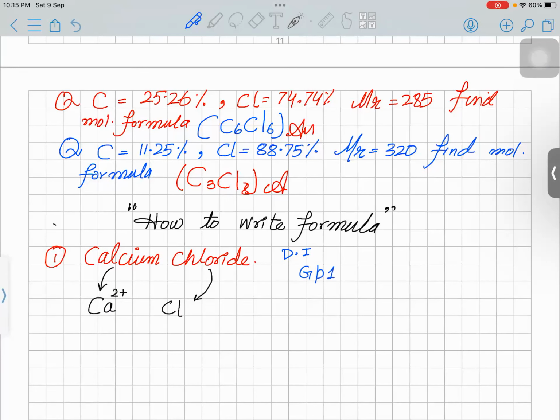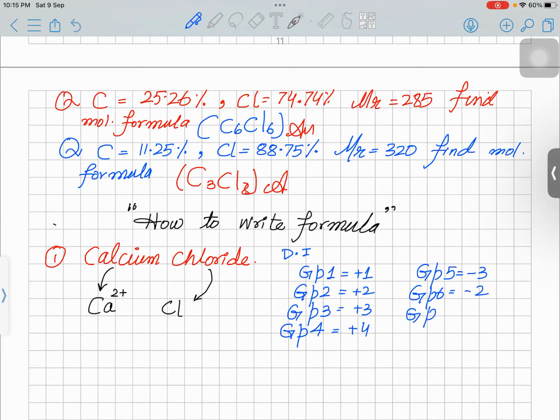Group 1 has charge plus 1. Group 2, plus 2. Group 3 charges plus 3. Group 4 charges plus 4. Group 5 charges minus 3. Group 6 charges minus 2. Group 7 charges minus 1. Group 8 charges 0.